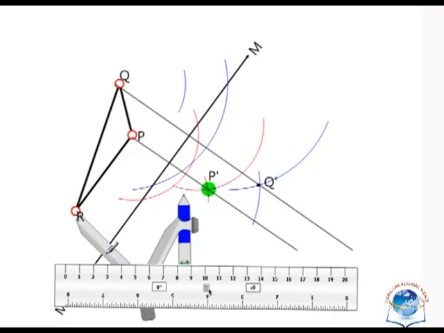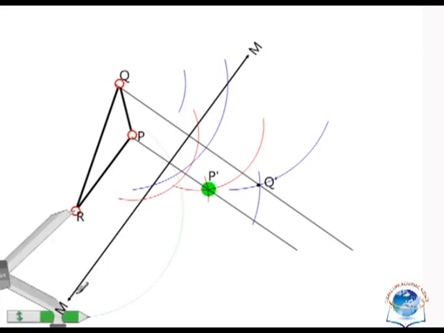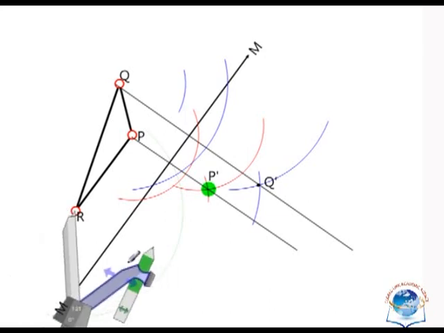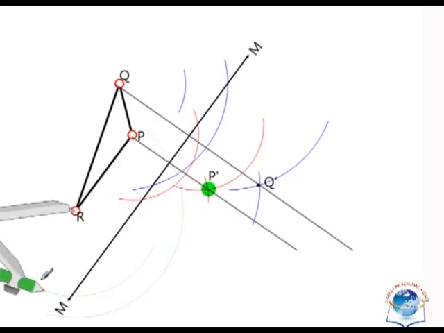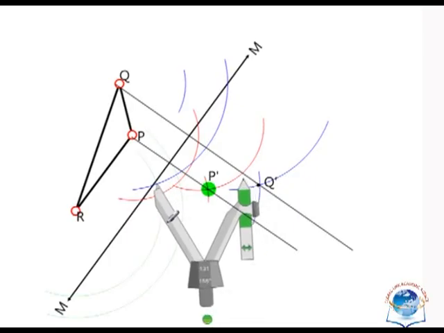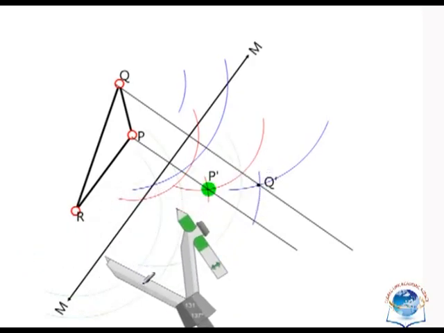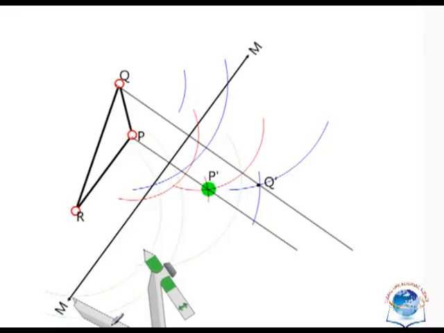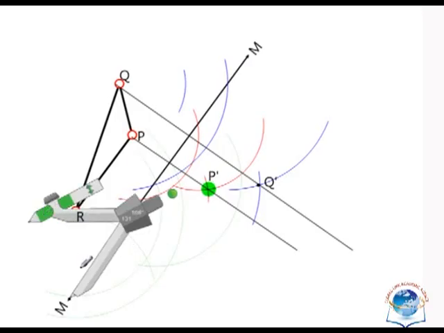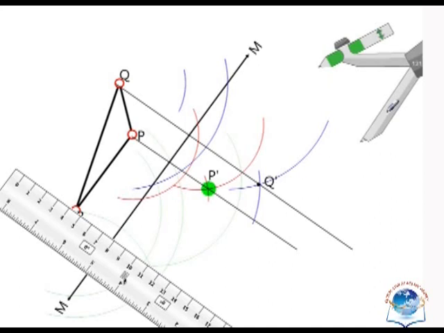Lastly, we have R. That radius is too big. Yeah, that should do. Mark an arc. Then come here and mark another arc. Come down here and make an arc. Join point R to the point of intersection of the two arcs.